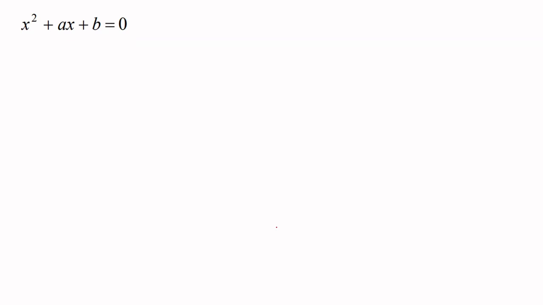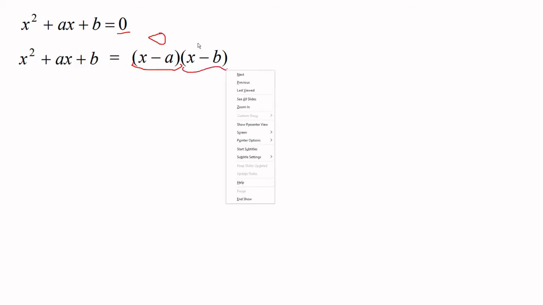But importantly, in order for this to be equal to 0, it needs to factorise into two. One of its factors needs to be equal to 0. Therefore, it would need to factorise into x minus a times x minus b, because in a regular quadratic, which of course this is, one of these would be 0. Either this would be 0 or this would be 0.